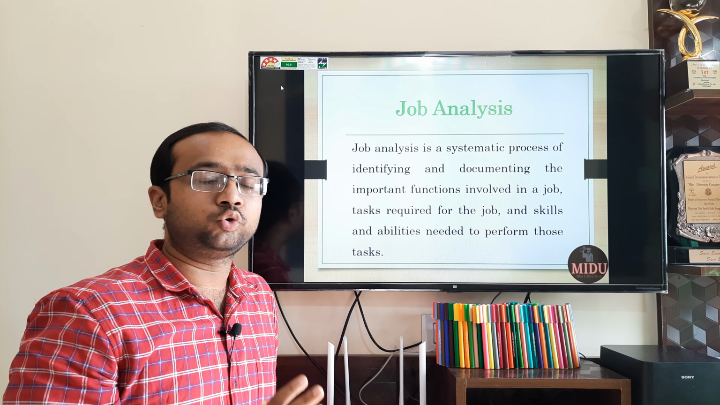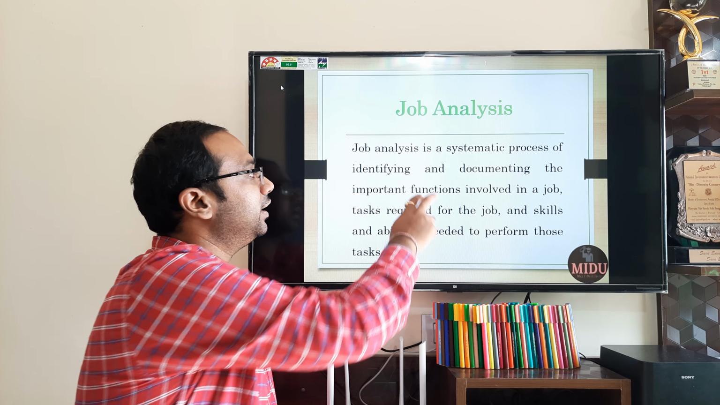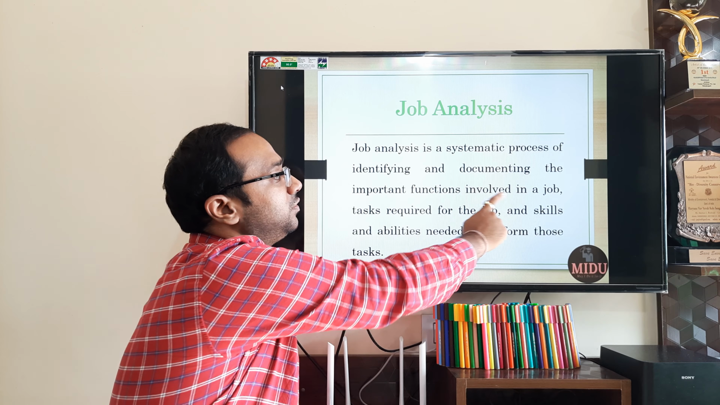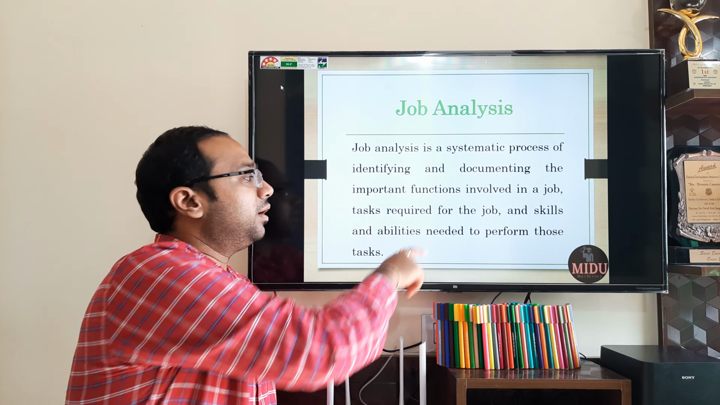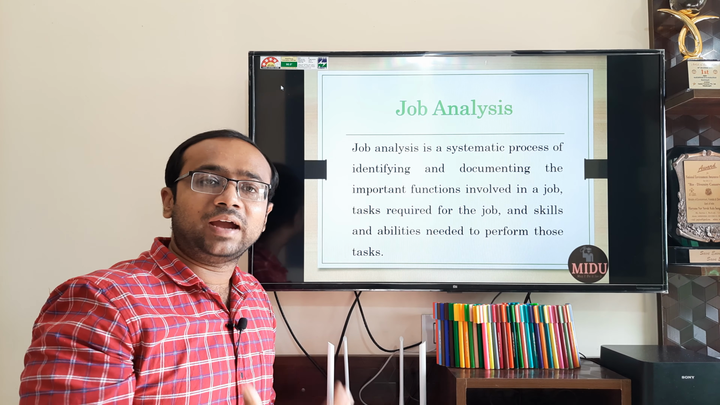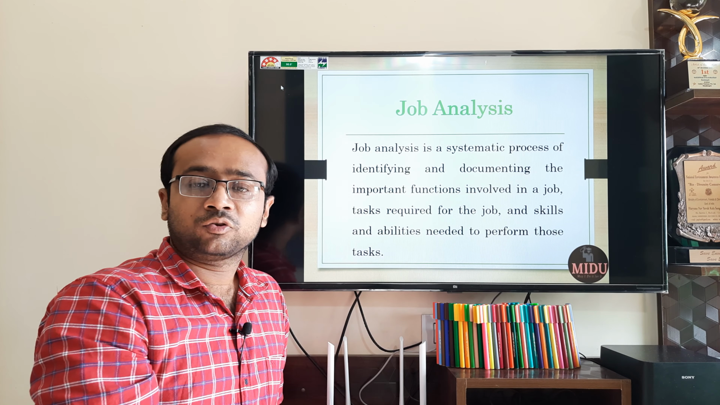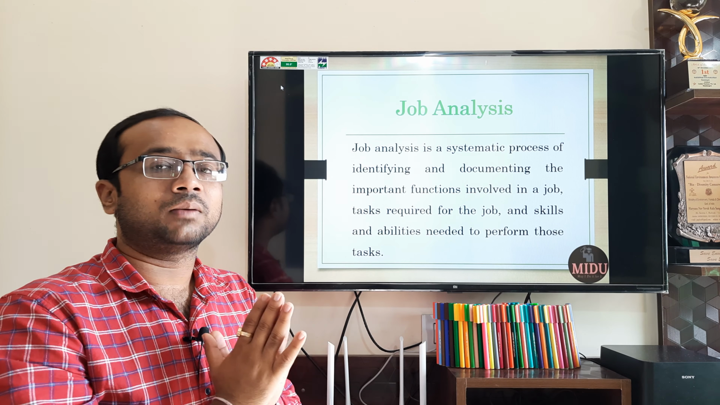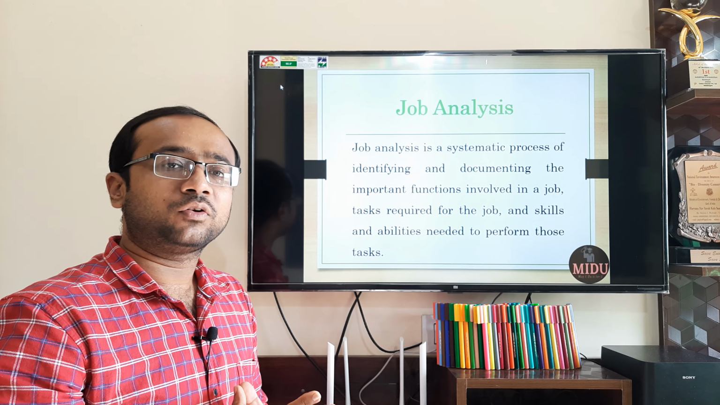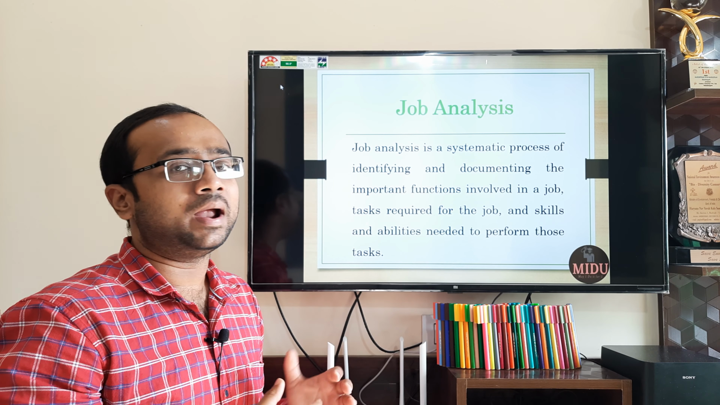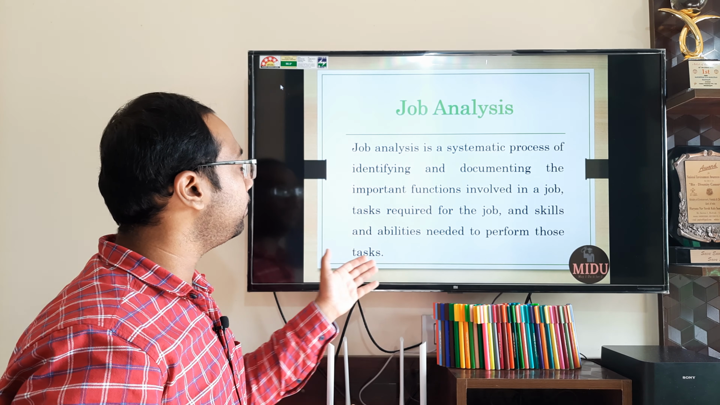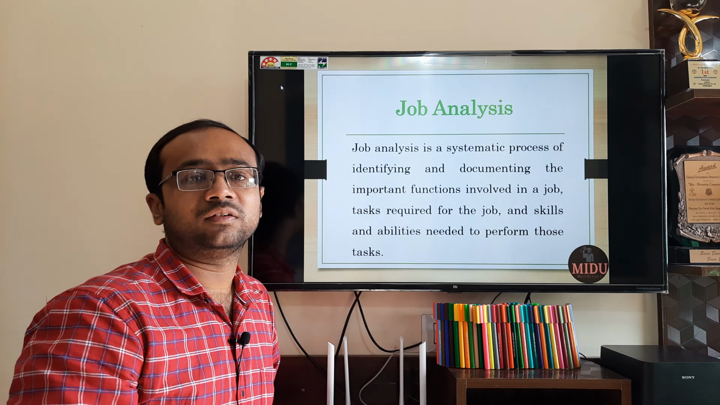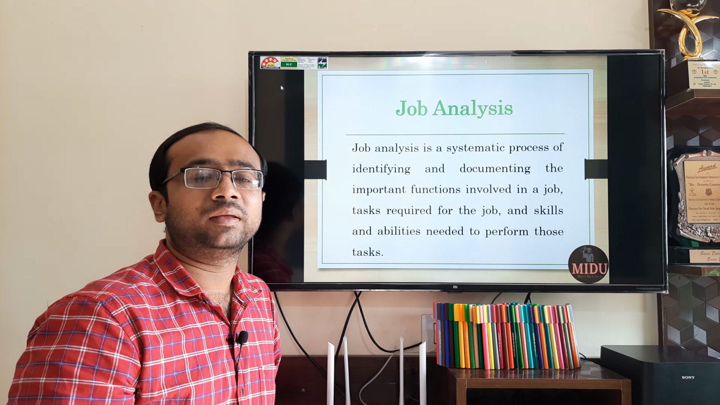Then you need to do 2 things. First, identify. Identify what? Various functions involved in a job, tasks in a job and skills. After identifying, then document them. So job analysis includes this complete thing: identifying the parts of the job, tasks, skills for the job, and documenting them. That completes the basic definition of job analysis.